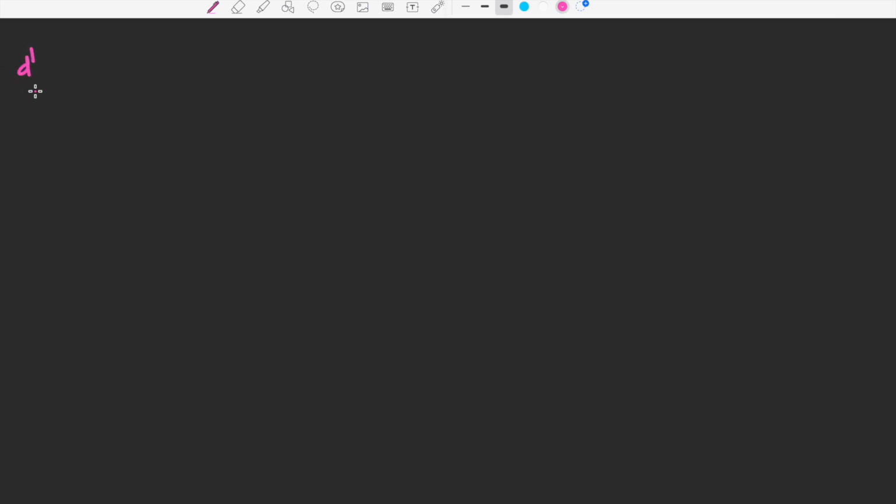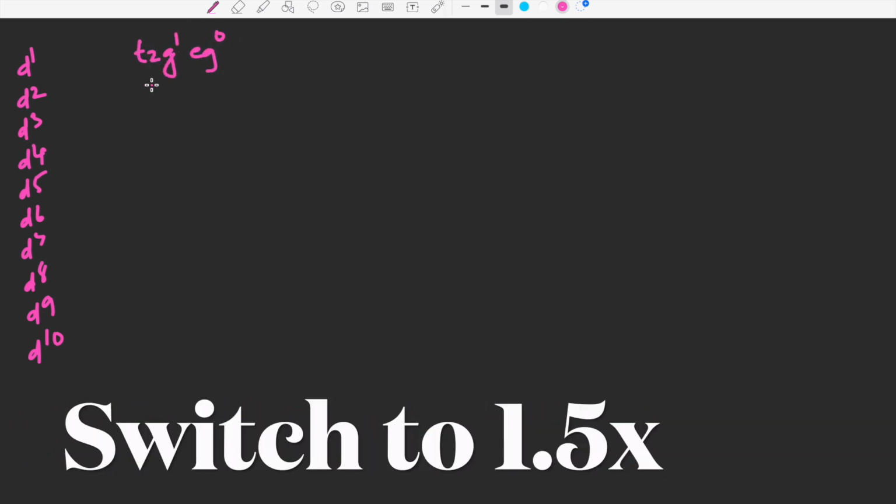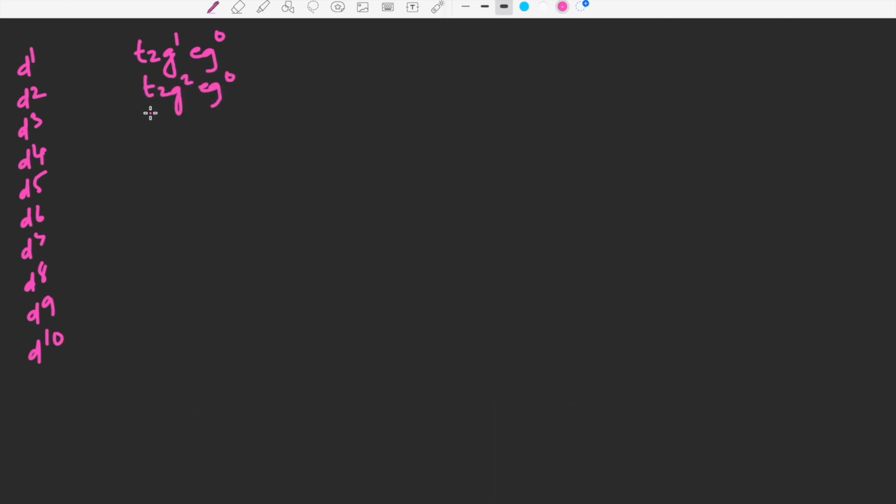So we have D1, D2, D3, D4, D5, D6, D7, D8, D9, D10. So D1 would be, we are talking about only weak field. So t2g1 eg0. So this is t2g2 eg0. आपको एक एक ऑर्बिटल में एक एक फिल करते जाना है.